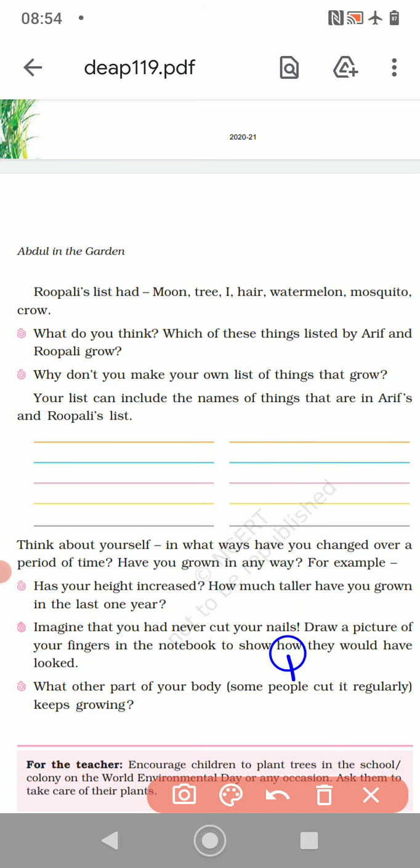Now think about yourself, in what ways you have changed over the period of time. Are you growing? Are you really growing? How are you growing? Your height is increasing, you become taller, your nails are growing, your hair is growing, whatever part you feel is growing, you have to write about it.